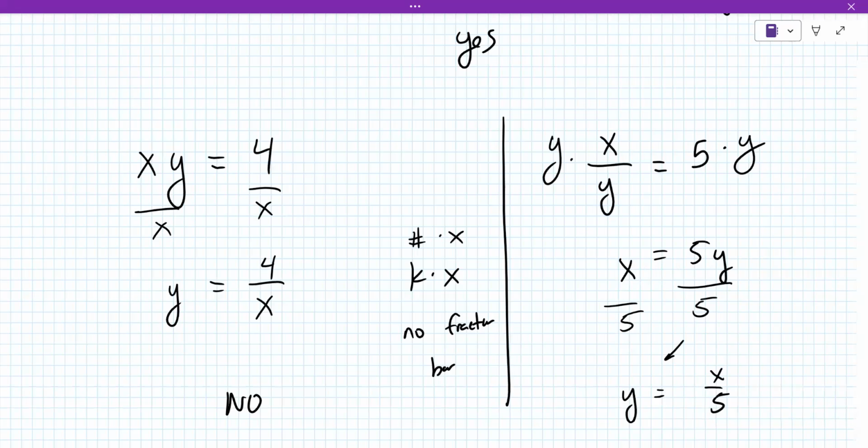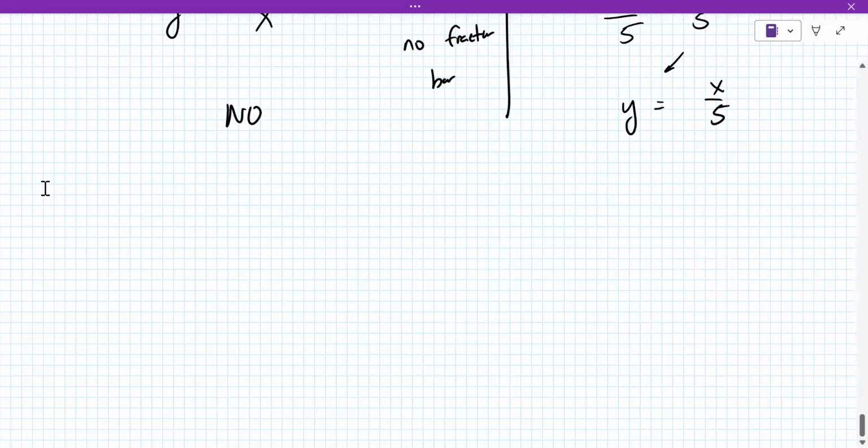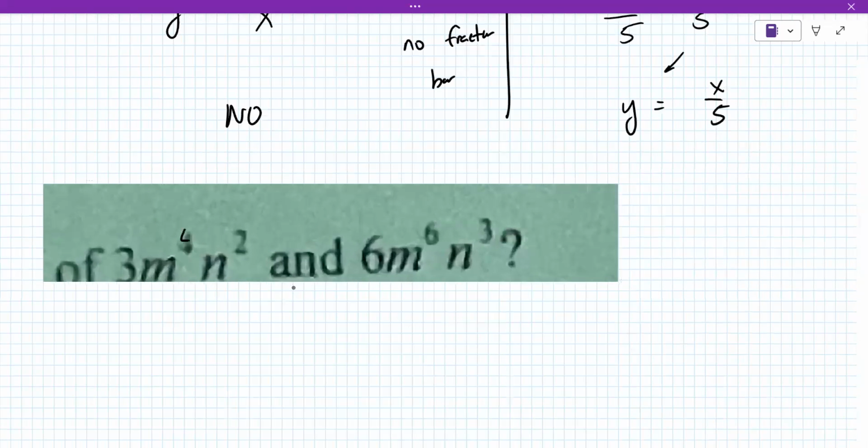So that takes care of direct variation. I think we're up to problem number 12, least common multiple. So let's take a look at that. So 3m to the 4th, n squared, 6m to the 6th, n cubed, and we're looking for what's called the least common multiple. So that's when it gets bigger.